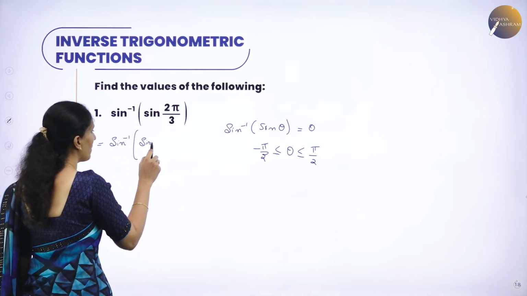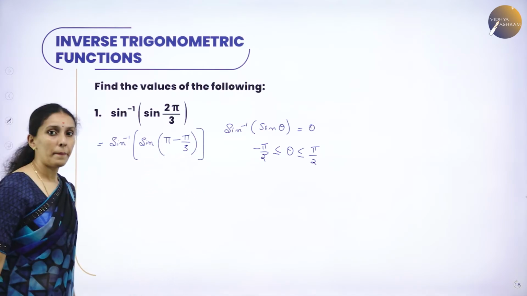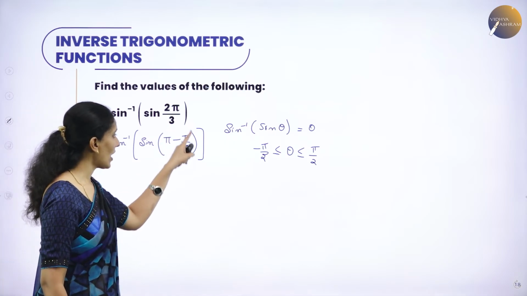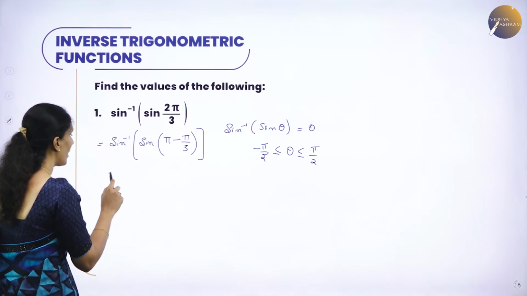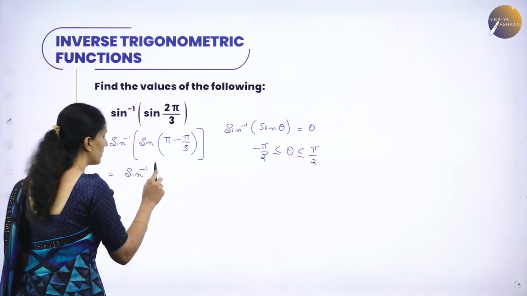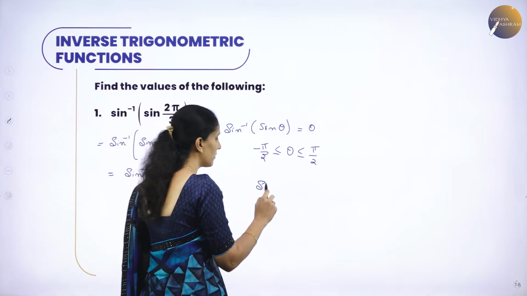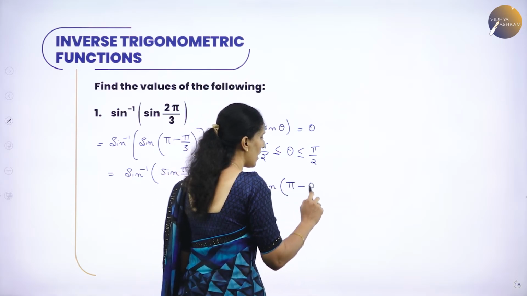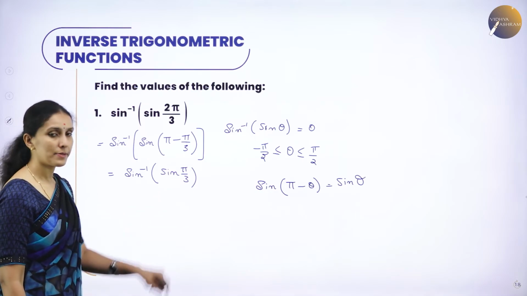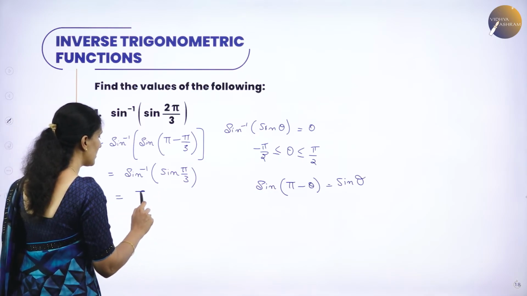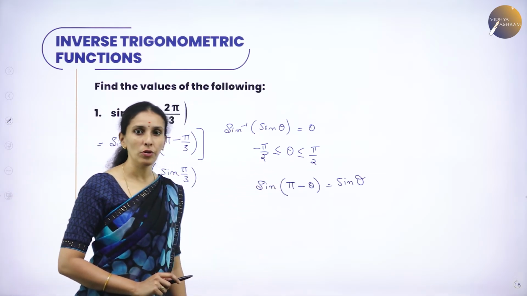So sine inverse of sine 2 pi by 3 can be written as sine inverse of sine of pi minus pi by 3. Pi minus pi by 3 means 2 pi by 3, which lies in the second quadrant, and in the second quadrant sine is positive. So I can write this as sine inverse of sine pi by 3. We know that sine of pi minus theta is sine theta because it lies in the second quadrant and it is positive. So therefore the value is pi by 3, because pi by 3 lies between minus pi by 2 to plus pi by 2.